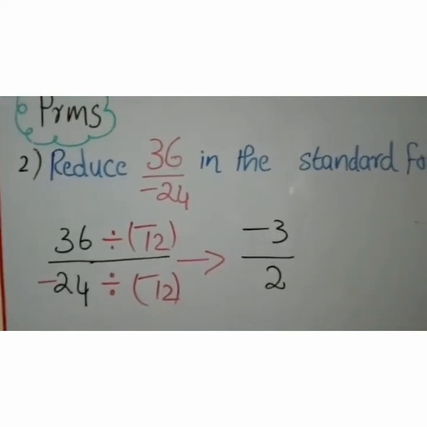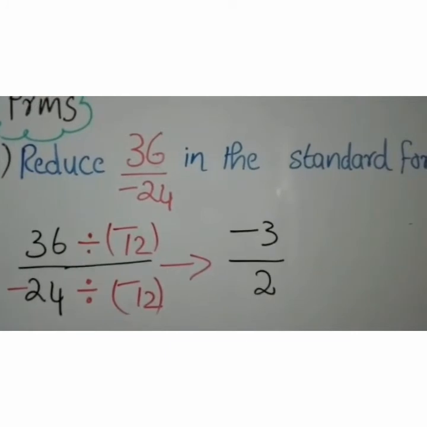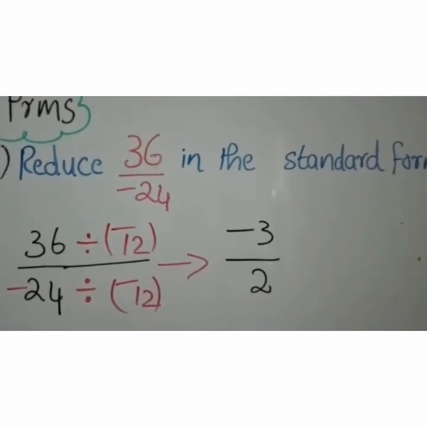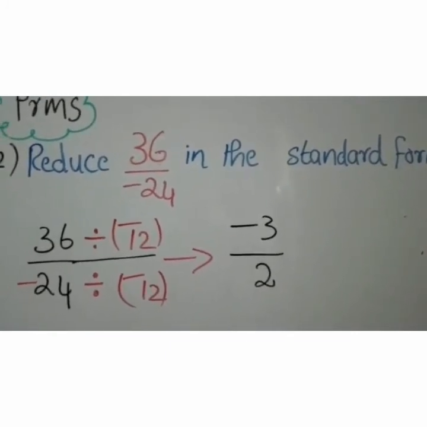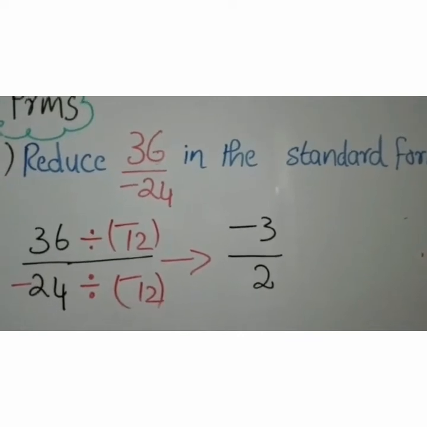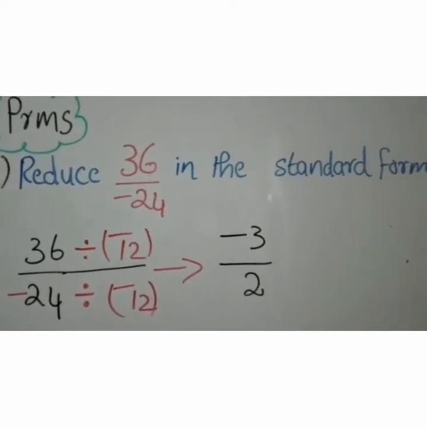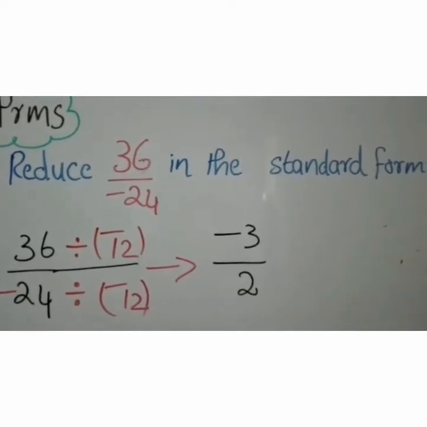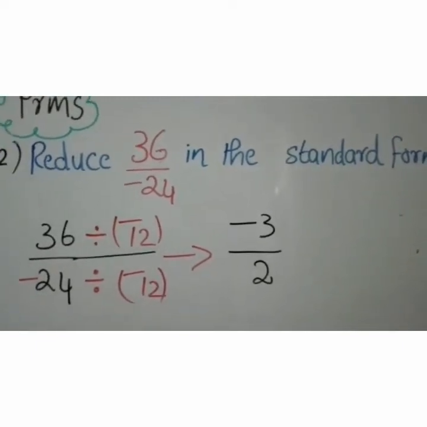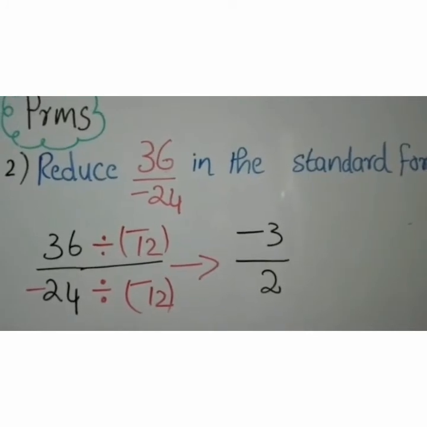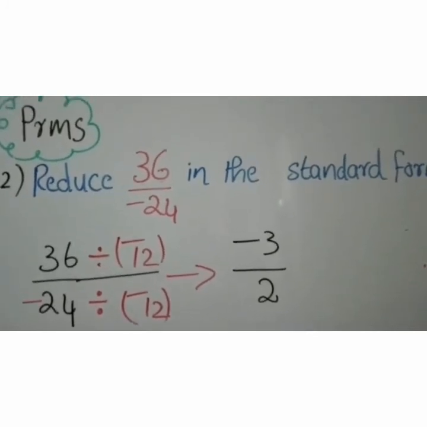In the standard form, negative should be in the numerator. So 36 divided by negative 24, the standard form is negative 3 by 2. Here negative is in the numerator and there is no other common factor except 1 between 3 and 2.